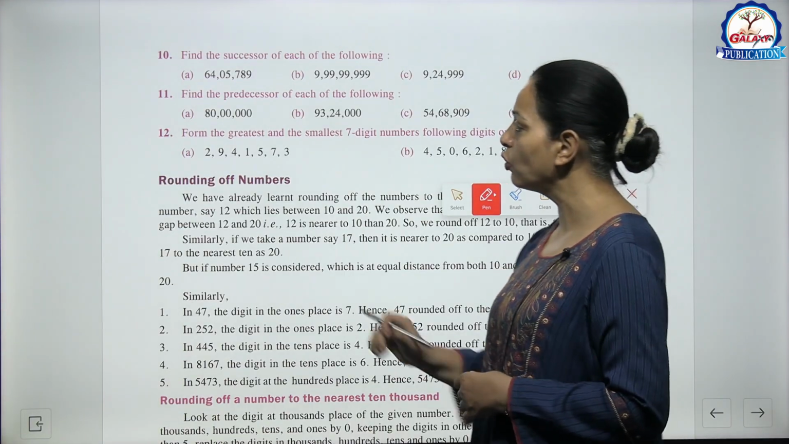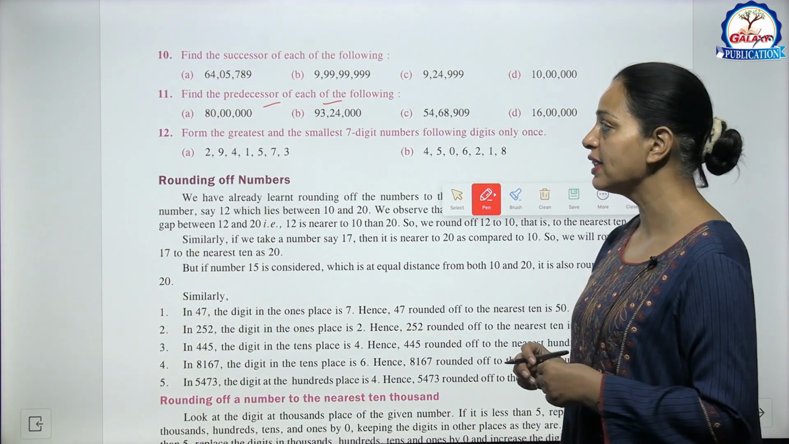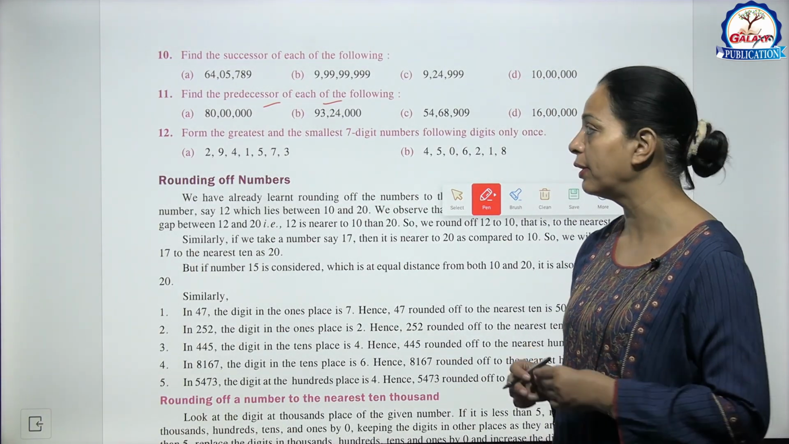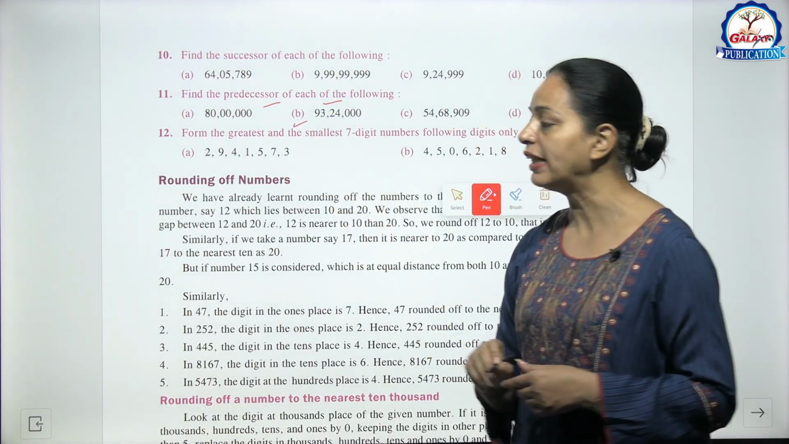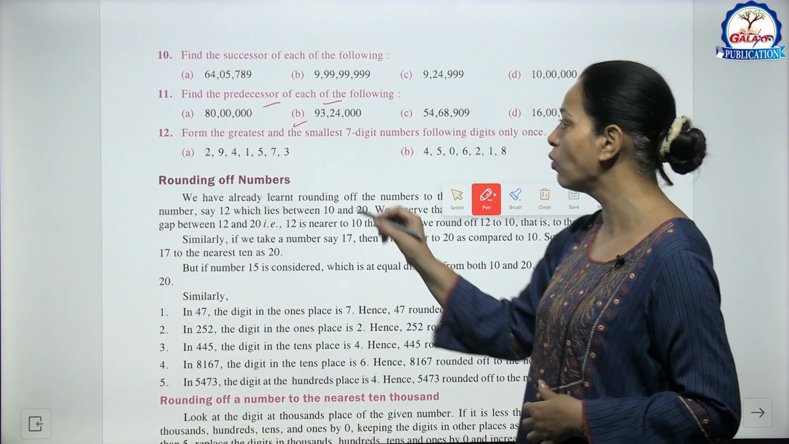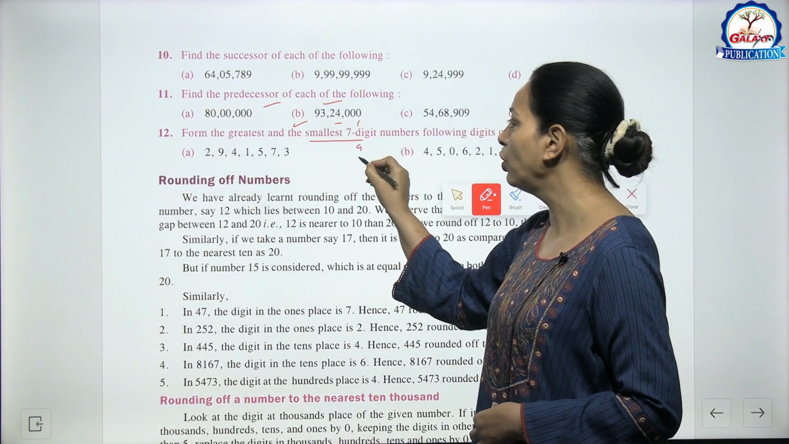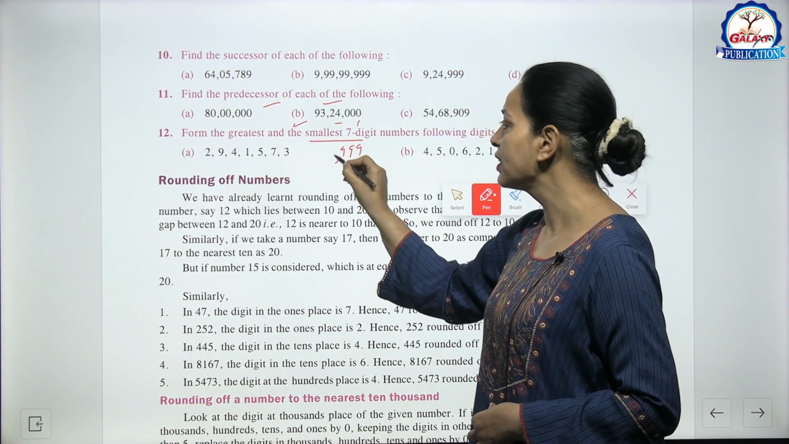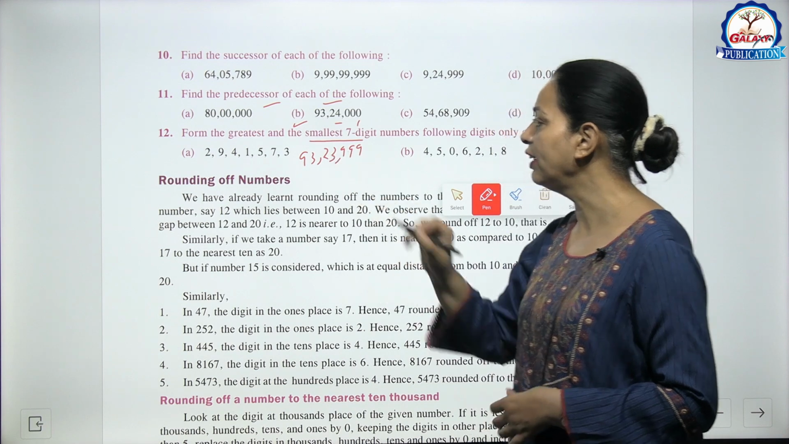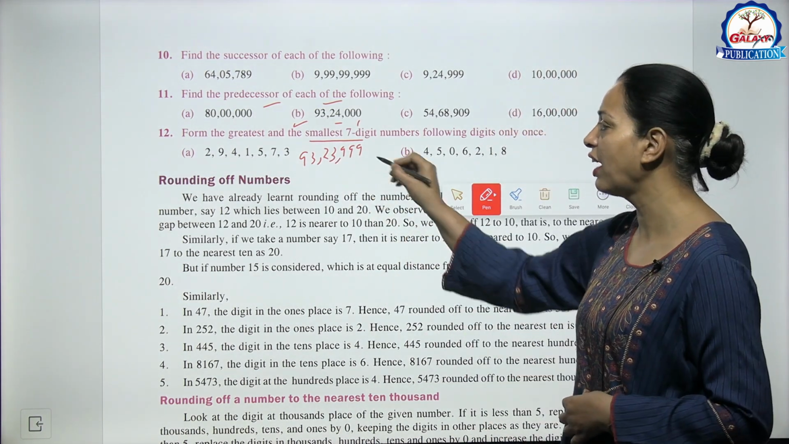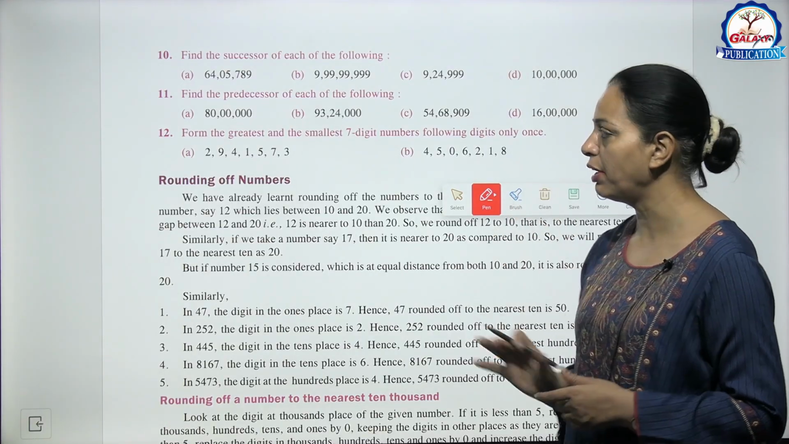Now come to 11th question. Find the predecessor of each of the following. Predecessor means previous number, means minus 1. Like here B part: 93,24,000. So you will subtract 1 from it. Then what will you get? You will get here 93,23,999, right? So similarly, you can try the remaining parts.